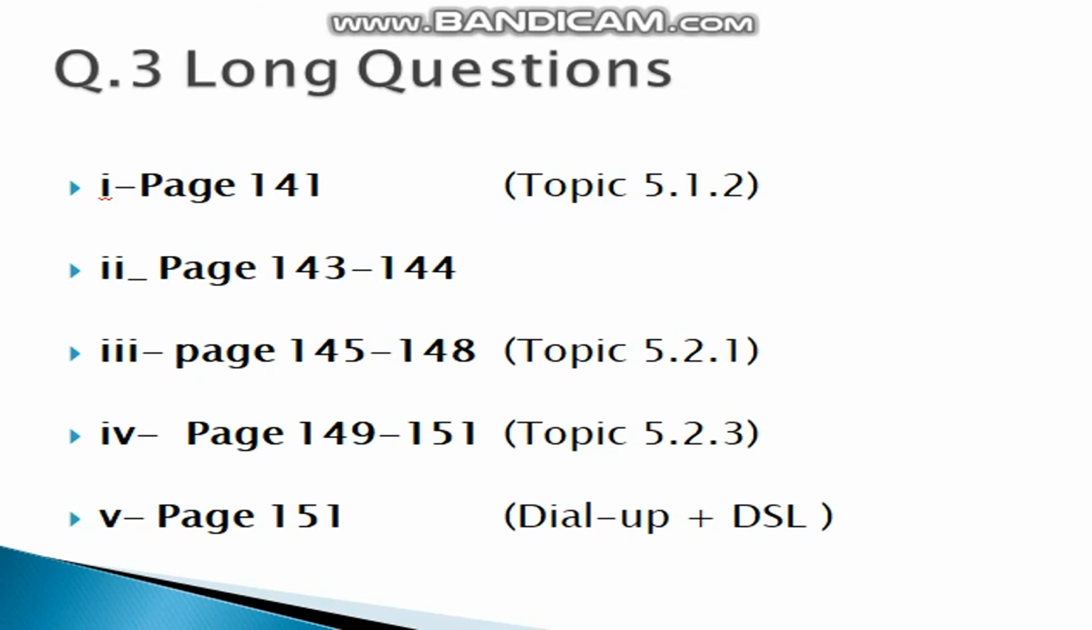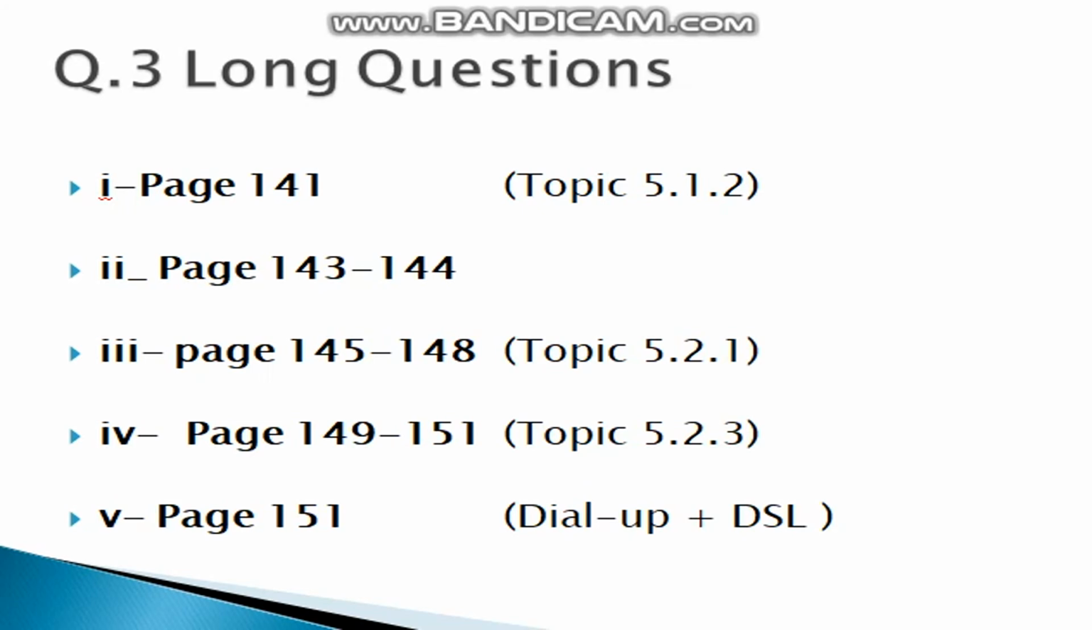Question number 3 is describe the types of network based on area covered. The answer is on page number 145. Here the heading is written types of networks based on the geographical area, which is heading 5.2.1. You have to write the complete answer till page number 148 and the heading is internet and the last paragraph is world wide web. You have to write the complete headings of it.